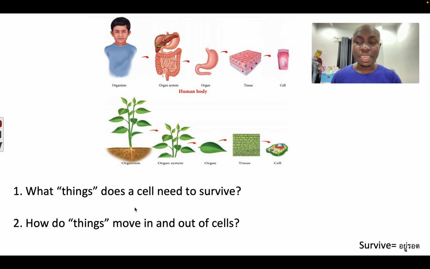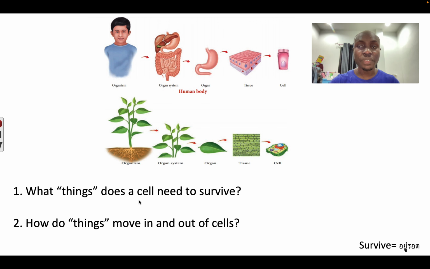Question number one is, what things does a cell need to survive? What do cells need to survive? And number two, how do these things go in or out of the cell? Okay, these are the two questions we are going to try and understand.